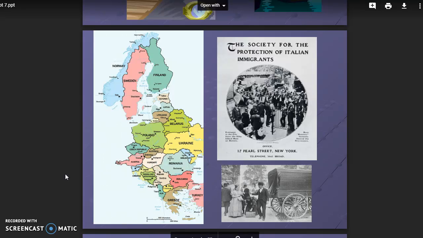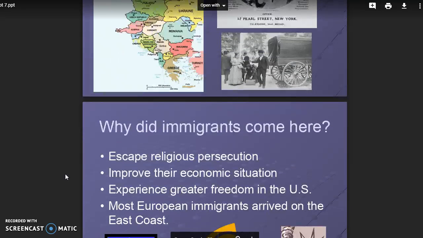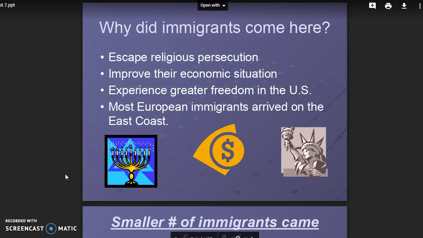Number 2 is asking you, immigrants came here because of what? You're going to find this on this slide. Why did immigrants come here? First of all, they came here to escape religious persecution, improve their economic situation, and experience greater freedom in the United States, and you can go ahead and write down those 3 bullet points for letters A, B, and C. Keep in mind, if you remember, why did the original people come here during the colonial times? The same exact reason. Please keep in mind, if I go too fast, all you have to do is hit the pause button.